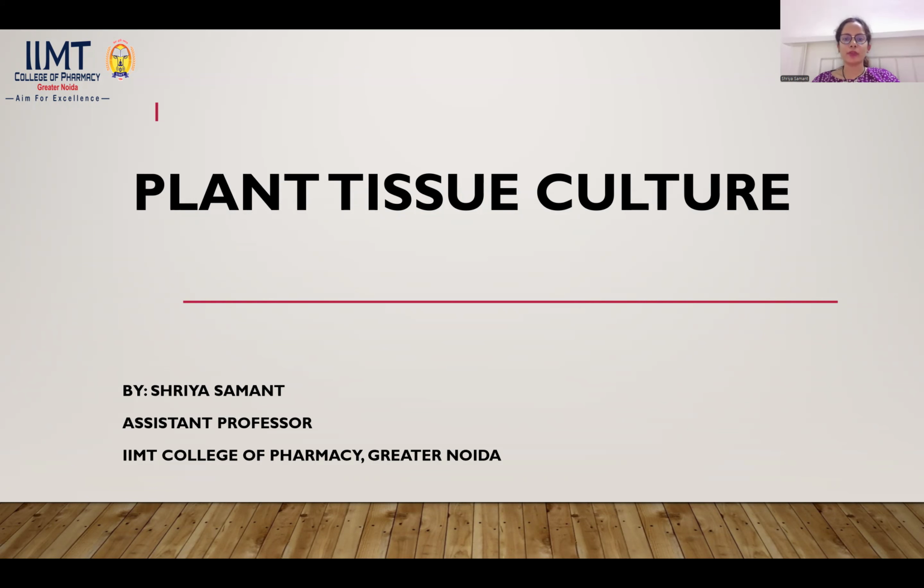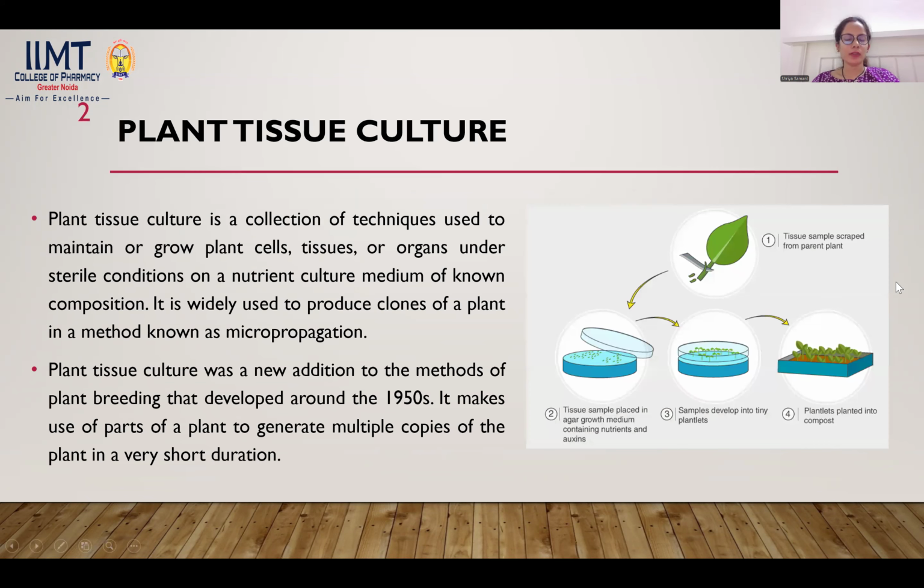Today, the topic of my video lecture is plant tissue culture. So, moving on to the first slide, what plant tissue culture is. Plant tissue culture is basically a collection of techniques used to maintain or grow plant cells, tissues, or organs under sterile conditions on a culture medium of known composition. It is widely used to produce clones of a plant in a method known as micropropagation.